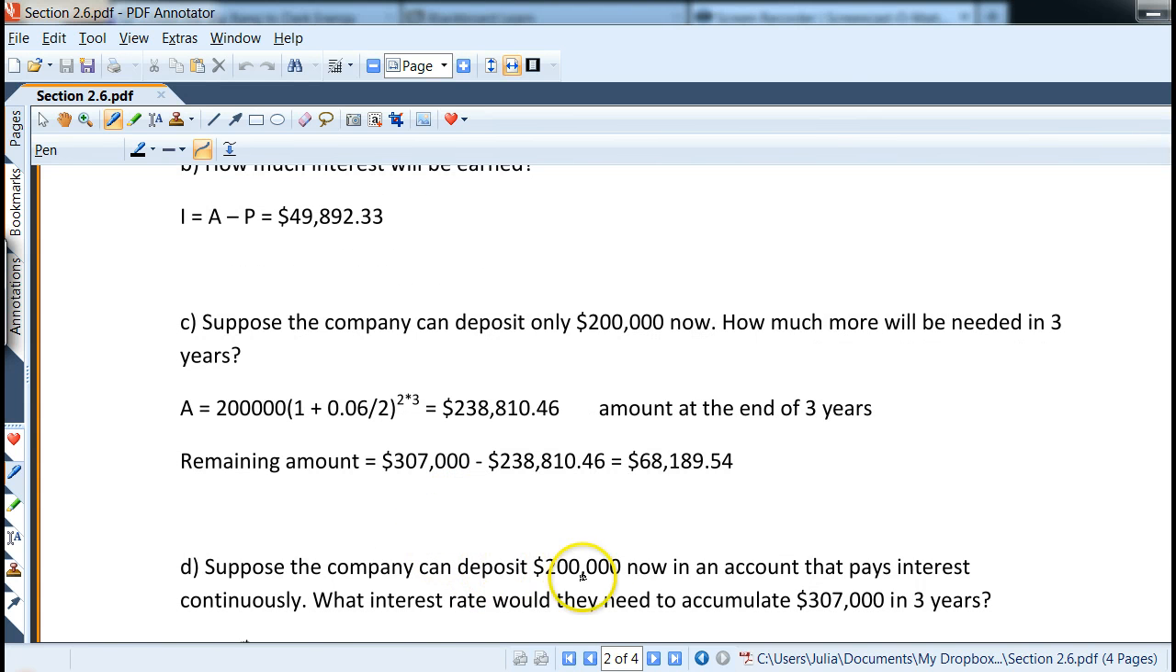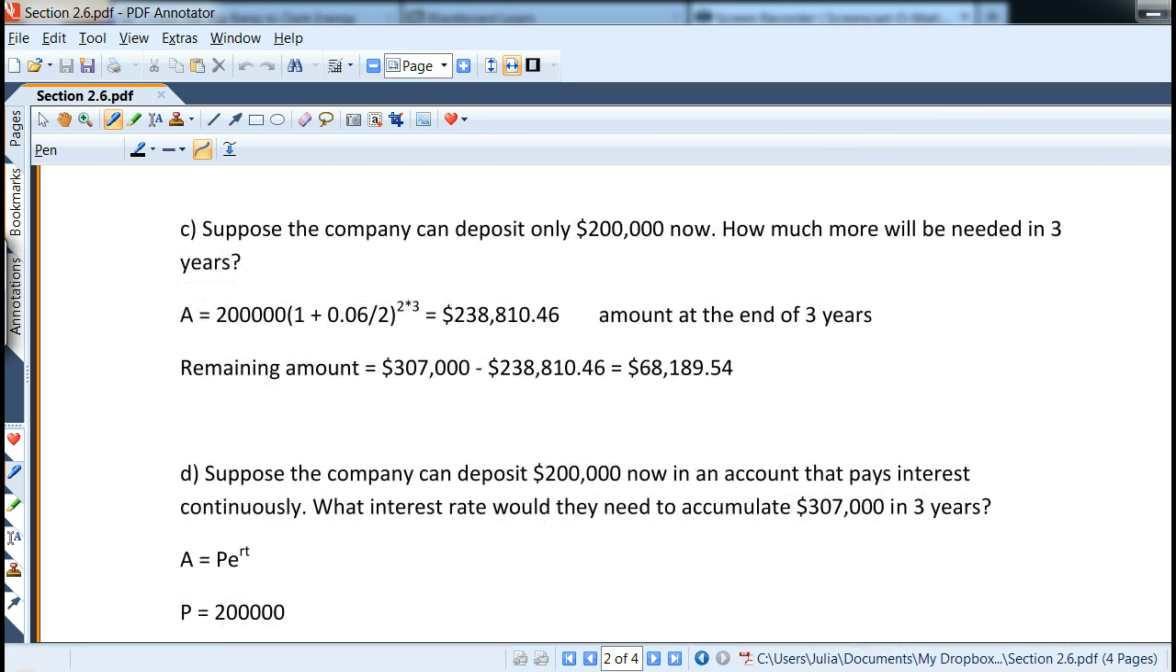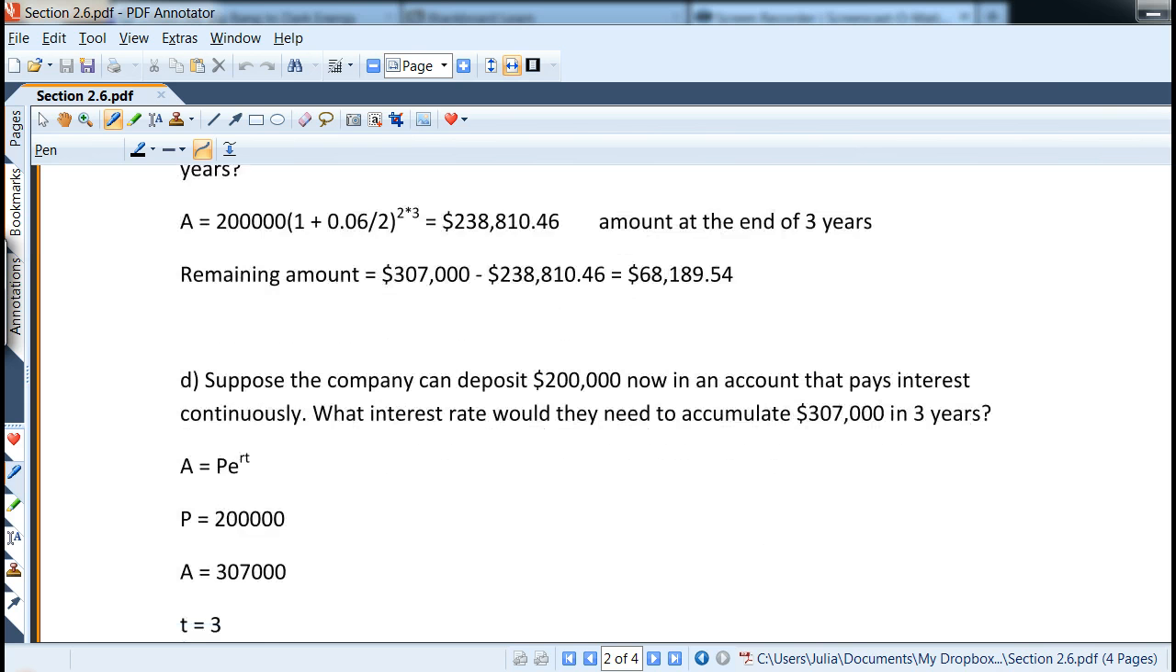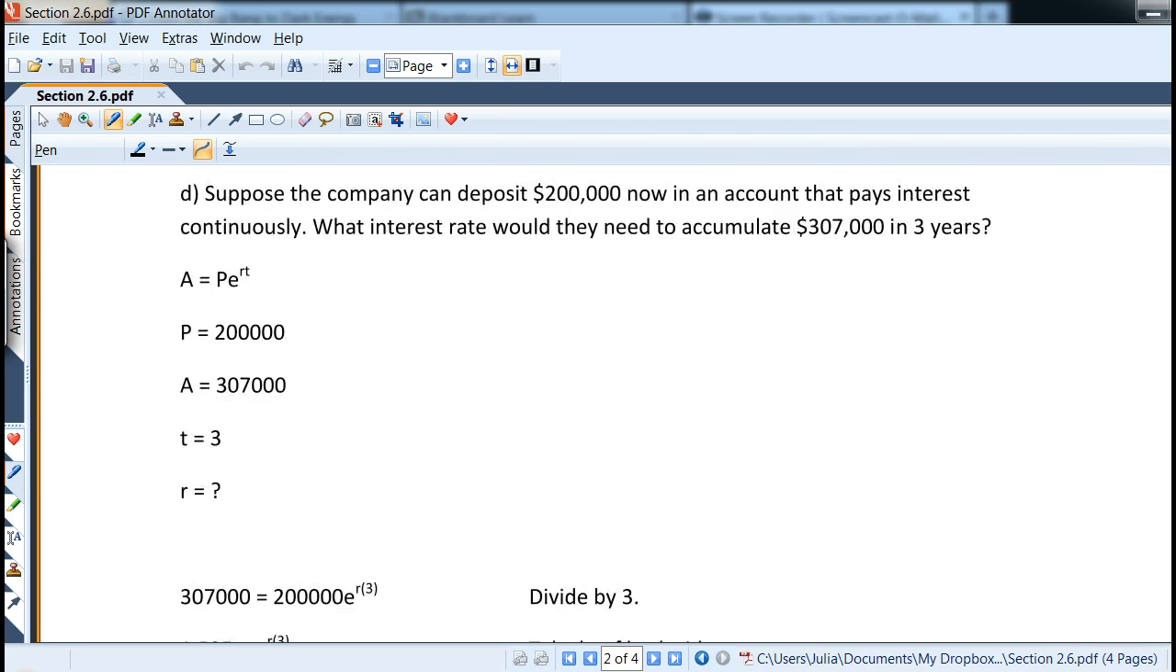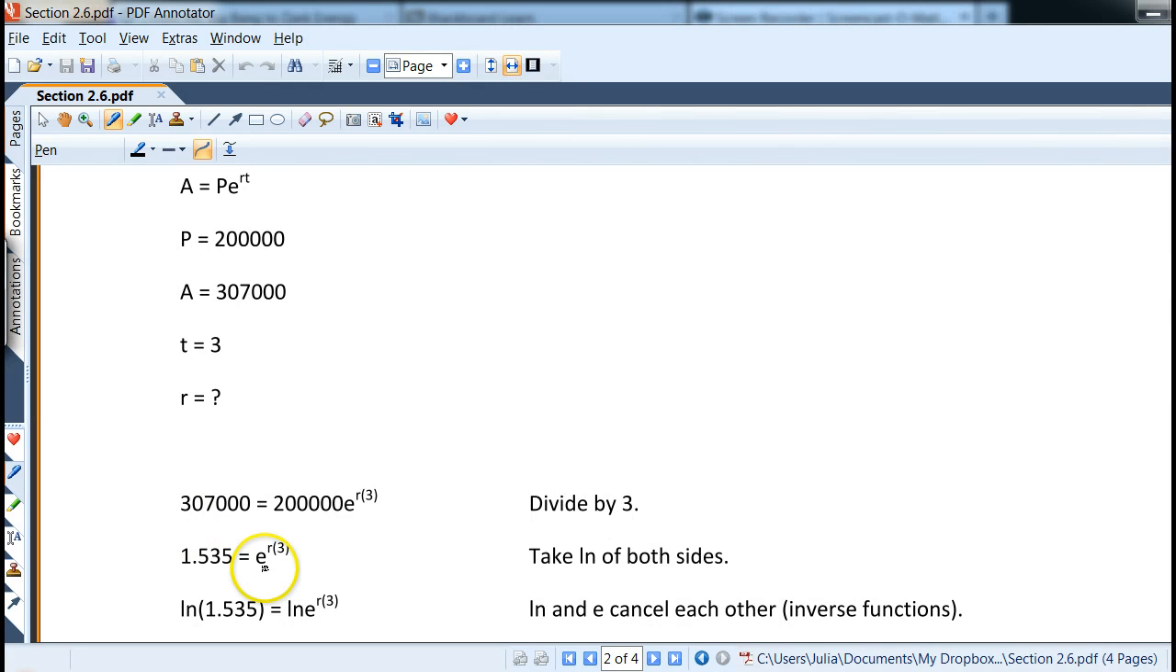And suppose the company can deposit $200,000 now in an account that pays interest continuously. I haven't seen this in banks recently, but it's interesting that it still exists or can happen. What interest rate would they need to accumulate this exact amount in 3 years? So I used the continuous compound interest and I plugged in the P. I used basically the same kind of idea. So we don't know what the rate is. So I plugged in 307,000 equals 200,000 e to the r times 3.